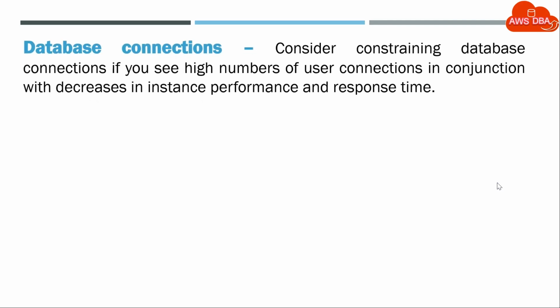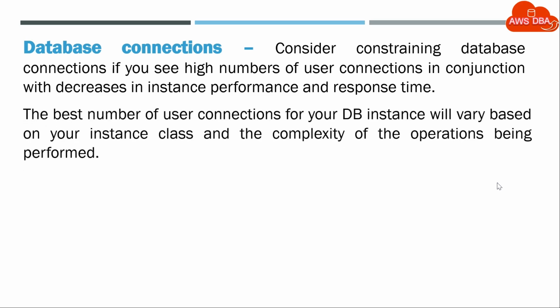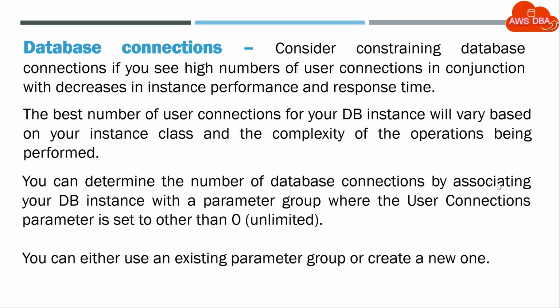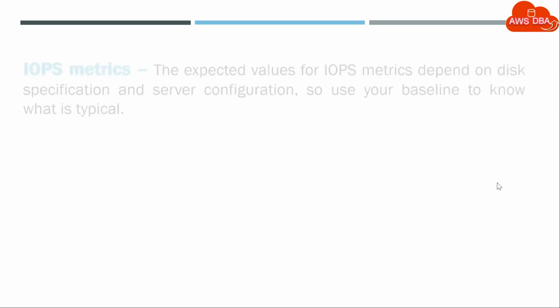Database connections. Consider constraining database connections if you see high numbers of user connections in conjunction with decreases in instance performance and response time. The best number of user connections for your DB instance will vary based on your instance class and the complexity of the operations being performed. You can determine the number of database connections by associating your DB instance with a parameter group where the user connections parameter is set to other than 0, unlimited. You can either use an existing parameter group or create a new one.